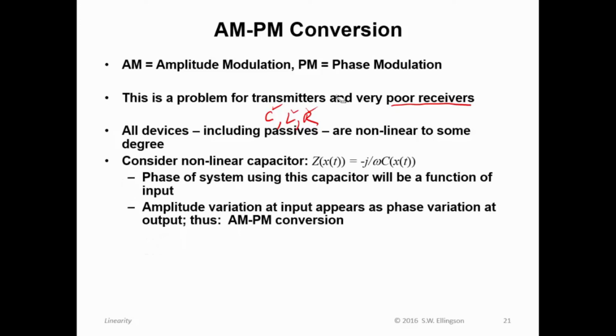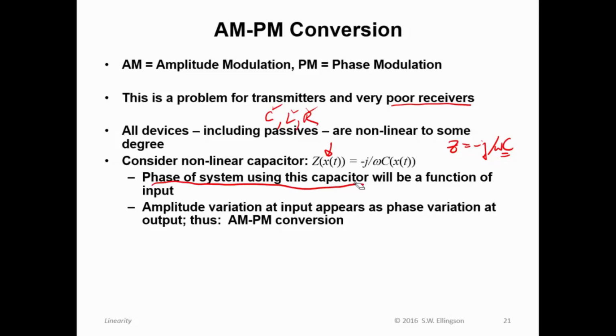So a way to see why this becomes an issue is just to consider a nonlinear capacitor. For a linear capacitor, the impedance is simply minus j divided by omega C. But if the capacitor is nonlinear, then C depends also on the input, which means that the impedance of that capacitor depends on the input, which means that the phase of the system using this capacitor will be a function of the input.